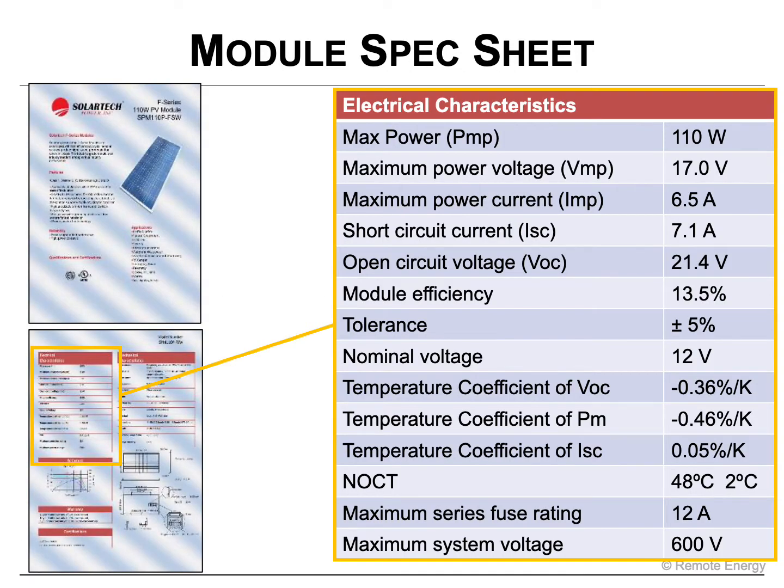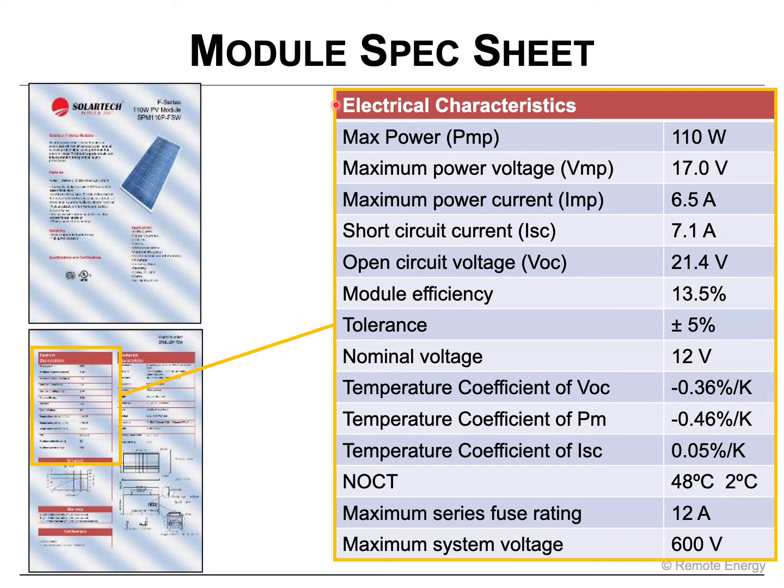Let's start by looking at a module spec sheet or specification sheet. We can find out the electrical parameters of a module either by looking at the nameplate rating on the backside of a module, or if we want more information, we would look at the module specification sheet from the manufacturer, which could be found on their website. For this module, a SolarTech module, they're giving us the electrical characteristics.